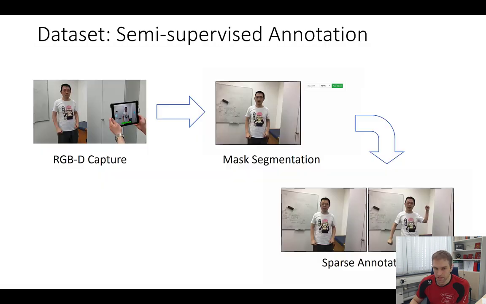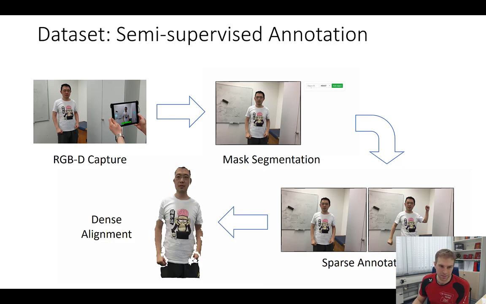But then we also want to verify that these sparse annotations are good. And the way we do this is we essentially run as-rigid-as-possible alignment based on these ground truth annotated correspondences. So we run this ARAP tracker to get some dense alignment. This is actually run in the browser, so we can see this live. The annotator sees this live if there's enough correspondences being set and also if the correspondences are good.